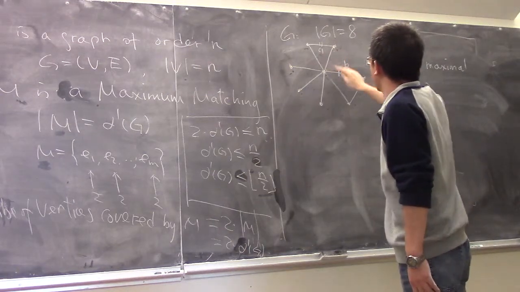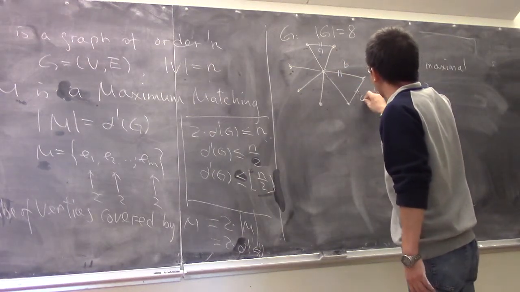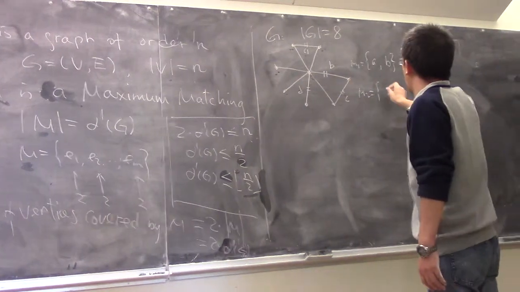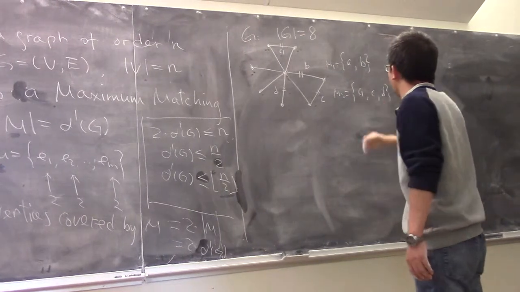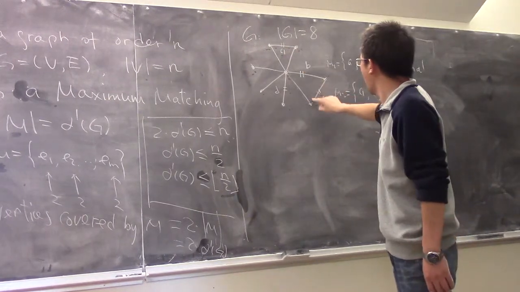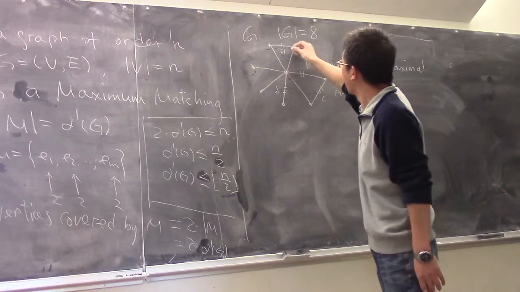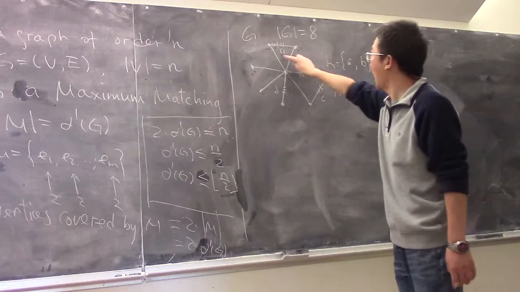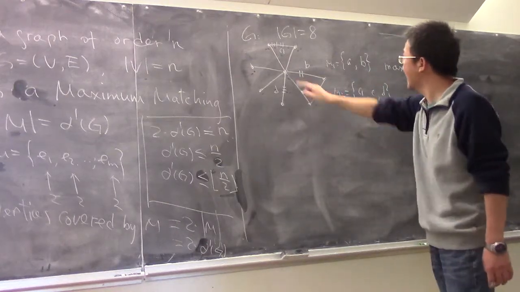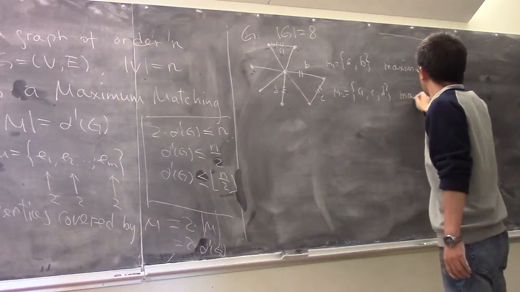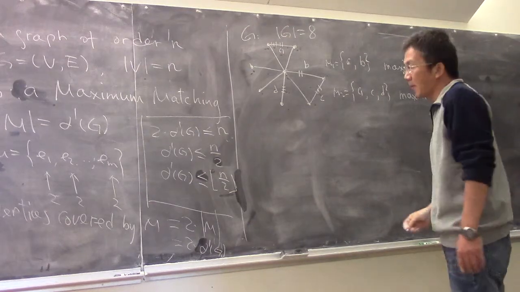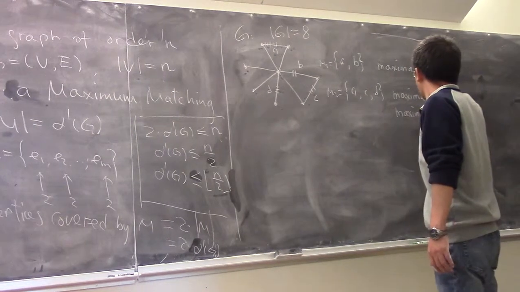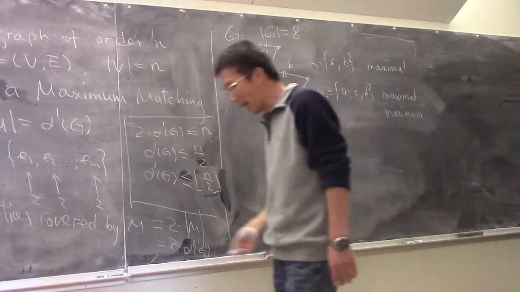I still have A here, but this time I'm going to have a C here, and then I add one more edge, D. So A, C, D. So I have these 3 edges, and again you can easily check this is a maximal, but I claim this one actually is a maximal. Not only is it a maximal, but also it is a maximal.